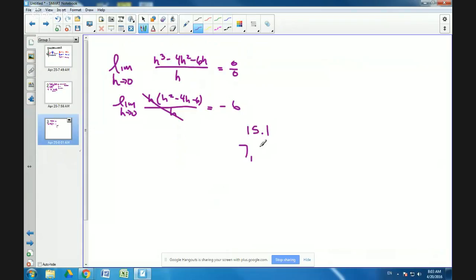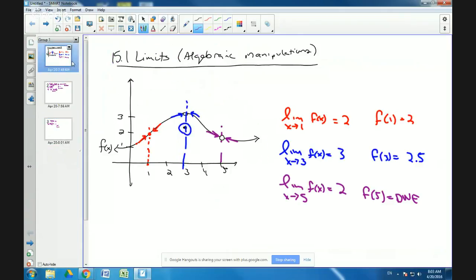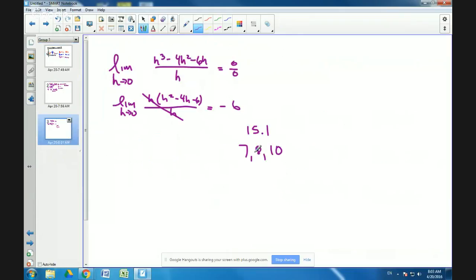Graphical? Yeah. That would be these. You look at the graph and solve it. So here, okay, 15.1, 7, 8, 10, 19 through 22.